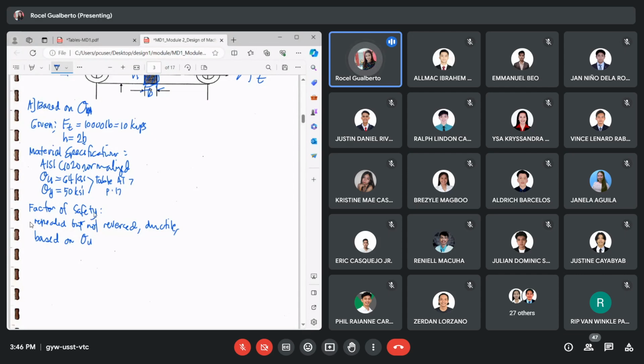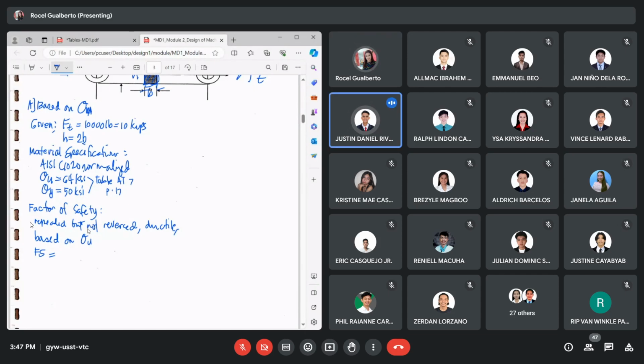Now, using these three conditions po, tingnan po natin yung table 1.1. Okay? Hanapin nyo po yung kind of load: repeated but not reverse, ductile material, and based on ultimate. So, from these three conditions po, ano po yung factor of safety? Doon po sa repeated but not reverse, wala pong eksaktong ganyan na nakalagay doon sa atin na table 1.1. So, titignan mo lang po alin doon yung katulad nung statement po na yon on the kind of load.